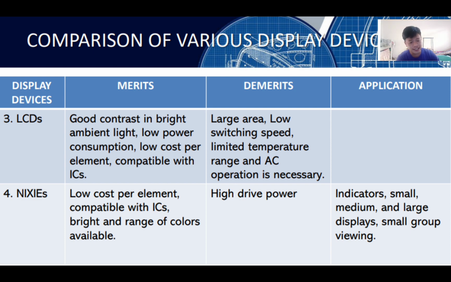For NEXIs, the advantages are low cost per element, compatibility with ICs, brightness, and a range of colors available. The disadvantage is high drive power. Its application is as an indicator for small, medium, and large displays, and small group viewing. So it is the opposite of the CRTs, because CRTs have a large display, while the NEXIs are for small displays.